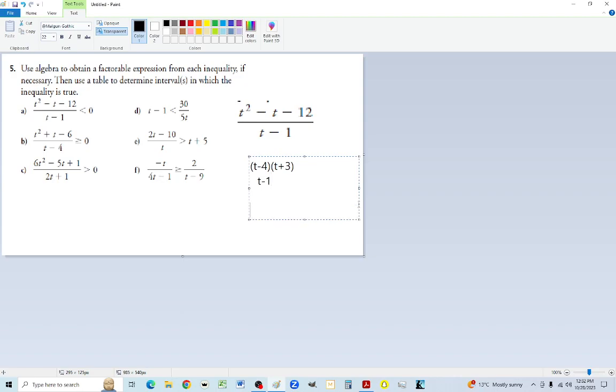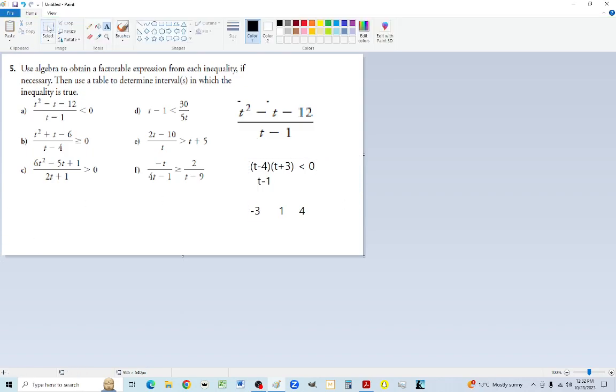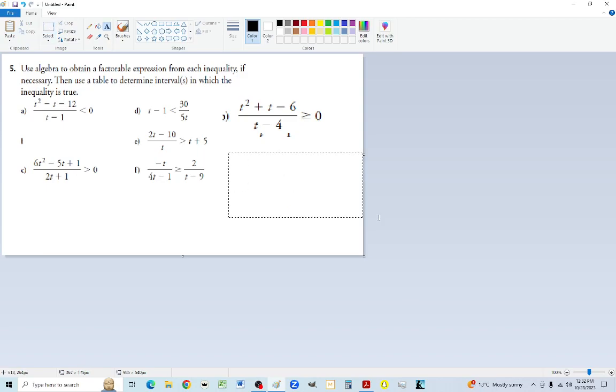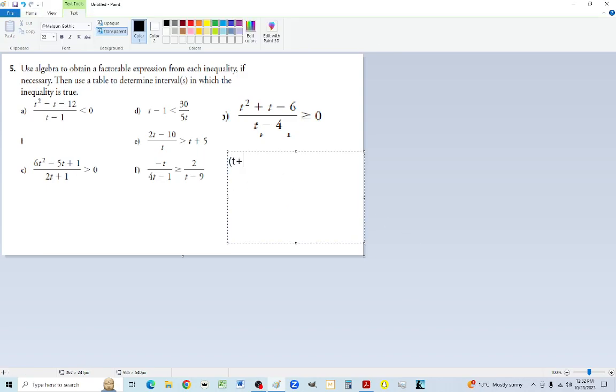You've got to figure out a number that goes from minus 3 is the border, 1 and 4. And those are the borders you use to see if all of that comes out as, since it's smaller than 0, all of that has to come out as negative. Here, what's a number that multiplies out to minus 6 but adds up to plus 1? We're talking about plus 3 and minus 2, all over t minus 4.